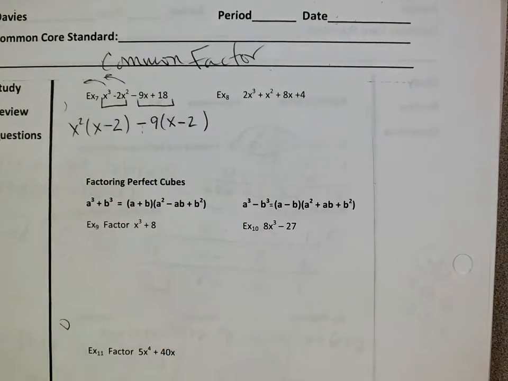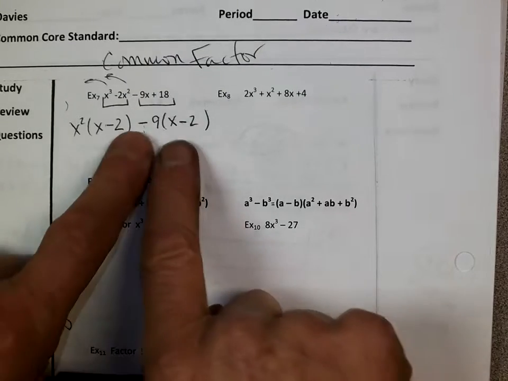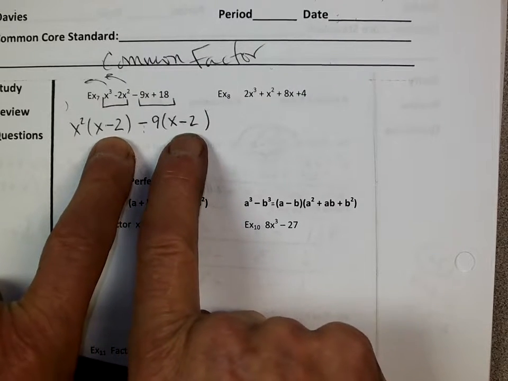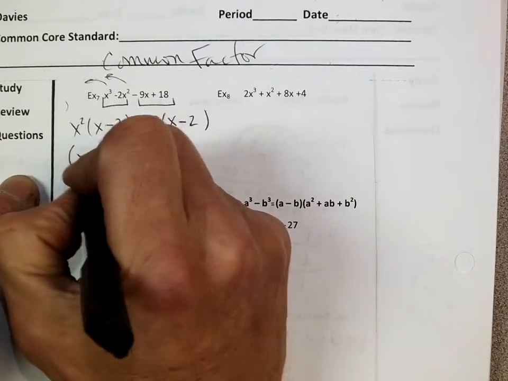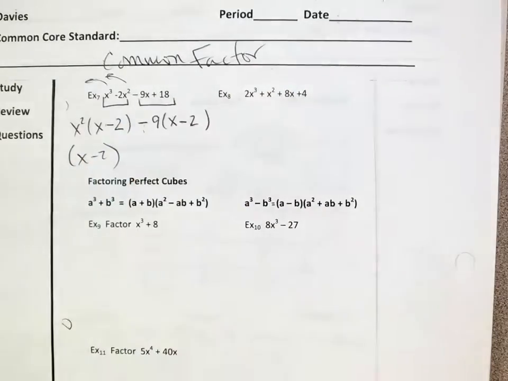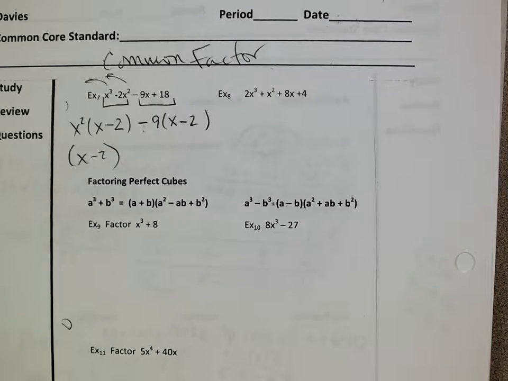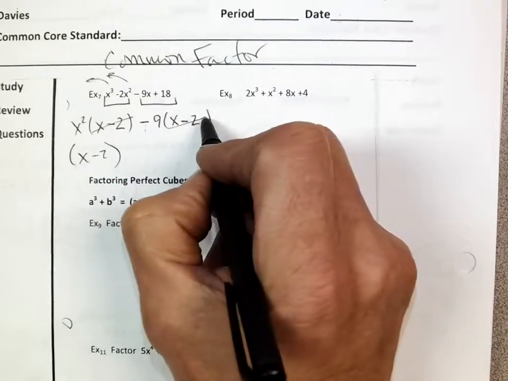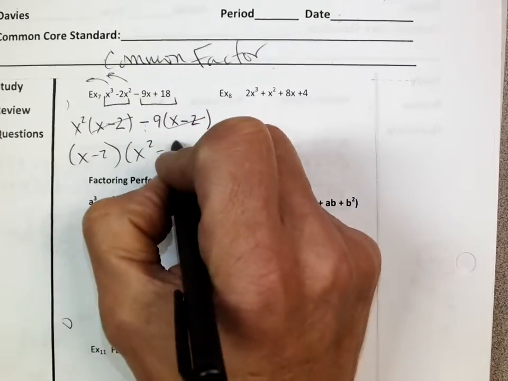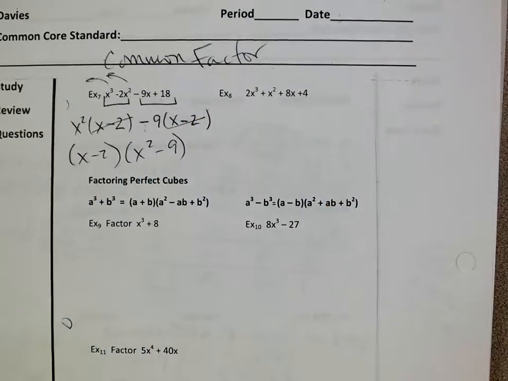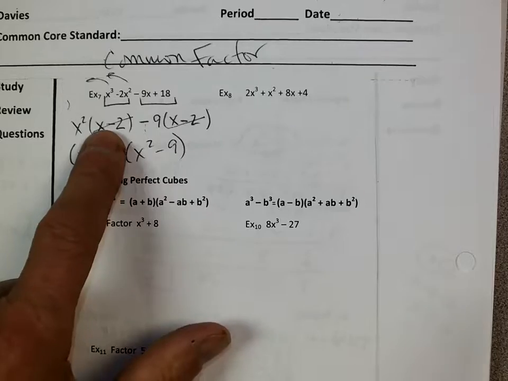Okay. Now, I'm not done. What do these two groups have in common? X minus 2. Yeah, so they have a parentheses x minus 2. Now, when I common factor out the x minus 2, I take it out of both, right? I pull it out of both, and I'd be left with an x squared minus 9. And I only write it down once.